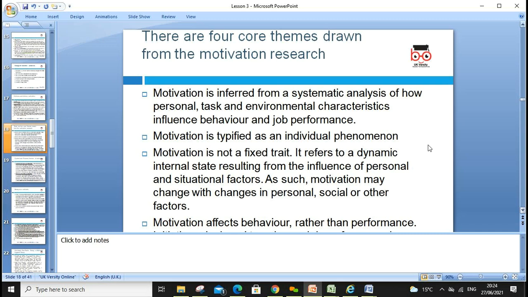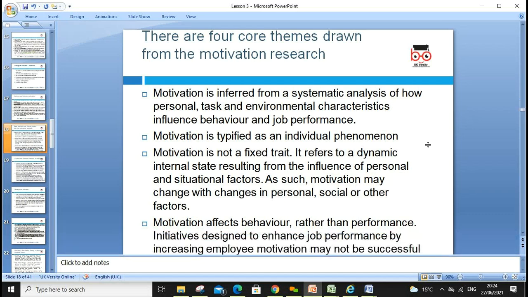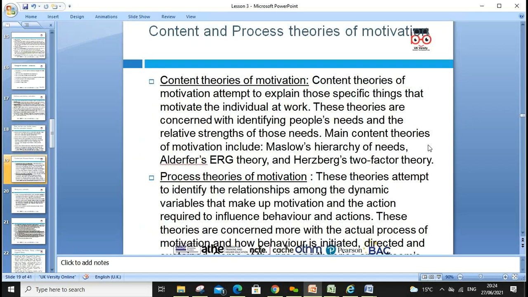Any questions, guys? If you have, make sure you read all of this thoroughly, which we need to go through. Okay, I'm not reading the full slide, just explaining the concept. Motivation is inferred from the systematic analysis of how personal tasks and environmental characteristics influence behavior and job performance. Motivation is treated as an individual phenomenon. Motivation is not a fixed trait. It can vary between individuals. What motivates one person may not motivate another at the same level. So you need to carry that on.